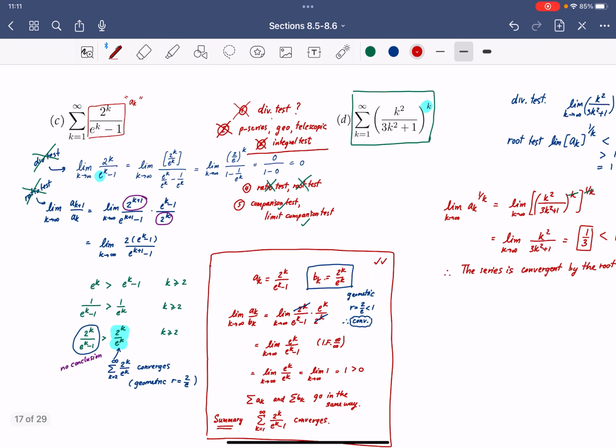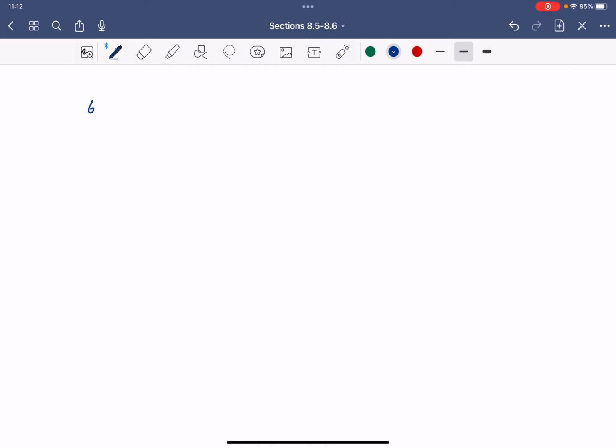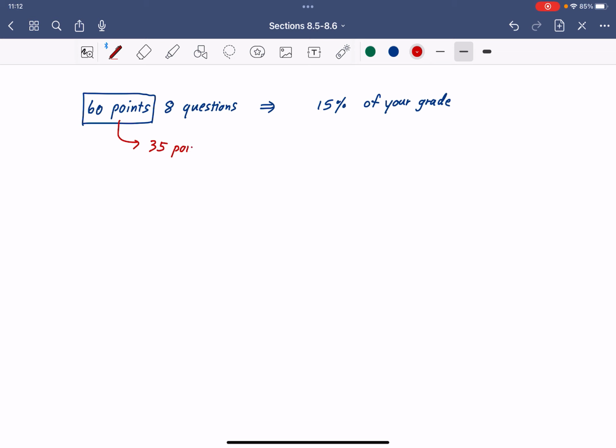All right, let's talk about what you expect to see on Wednesday. It is 60 points, 8 questions. Once you add up the points you get, we're going to divide it by 4, and that's going to be 15% of your grade. I think about 35 points are going to be series, checking the convergence or divergence of the series.